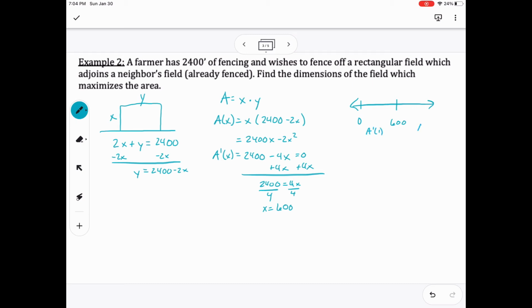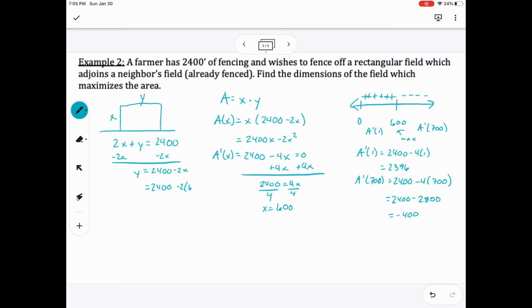And so then I'm going to pick values to figure out if 600 is a max or a minimum. Plugging in the value of 1 gets me 2,396, which is a positive number, so it's increasing in between there. Plugging in 700 will get me negative 400 for from 600 to infinity. So that shows that 600 is a maximum.